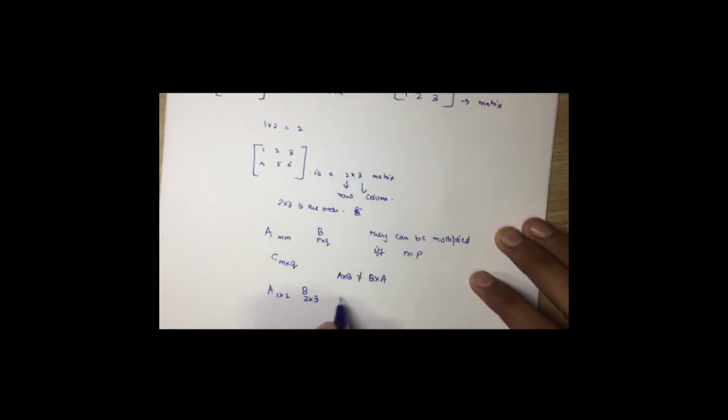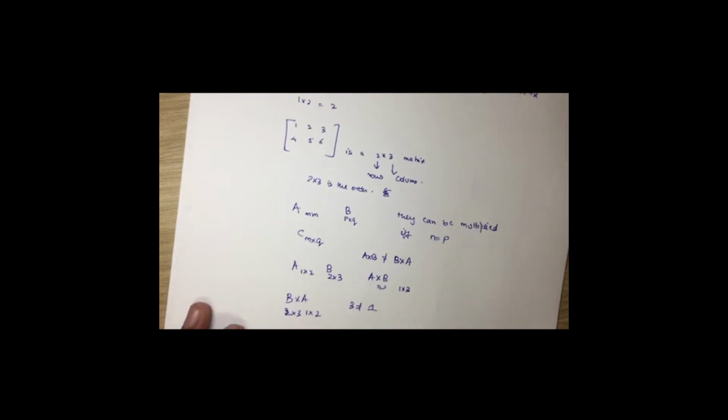Now suppose we take the case of a matrix where A is 1 into 2 and B is 2 into 3. We can multiply A and B, and the resultant matrix will have a dimension of 1 into 3. However, if we multiply B into A, which means it's 2 into 3 and 1 into 2, 3 is not equal to 1, hence we cannot carry forward this operation, which implies matrix multiplication is not commutative.